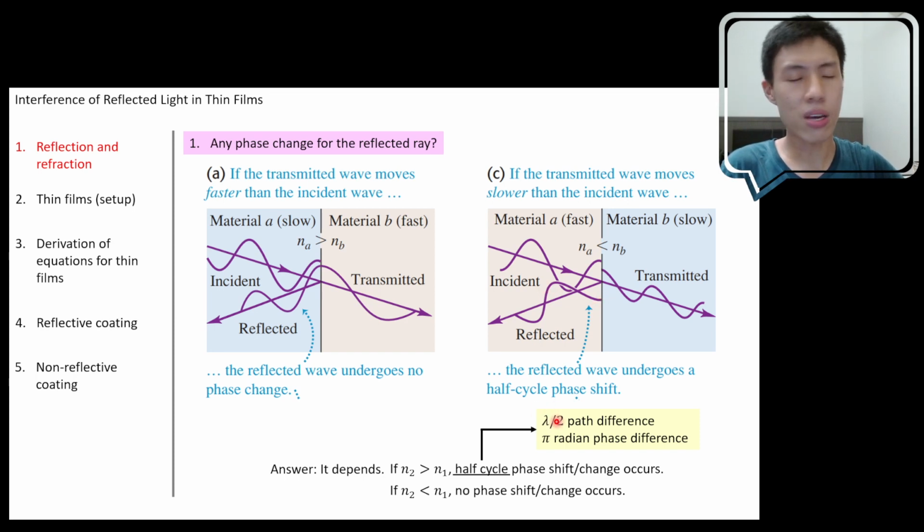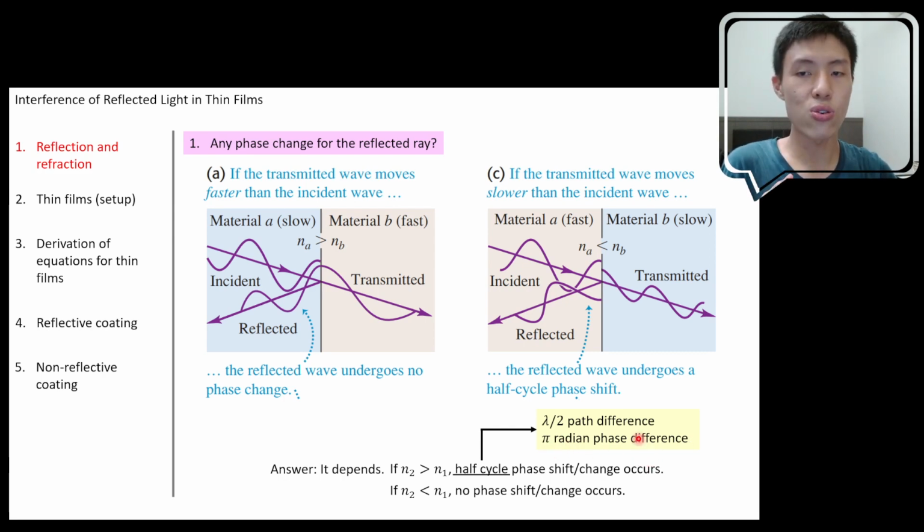Okay, not pi, why do I repeat pi? Lambda over 2, half of a wavelength of difference. If you arrive at the crest, you shift by half a wavelength, you become a trough. That's why you get reflected as a trough. Okay, if you think about it in terms of phase, then it differs by pi radian, because you know one cycle is 2 pi radian, so half a cycle is pi radian. Okay, so you can think of it as a lambda over 2 path difference, or you can think of it as a pi radian phase difference or pi radian phase shift.